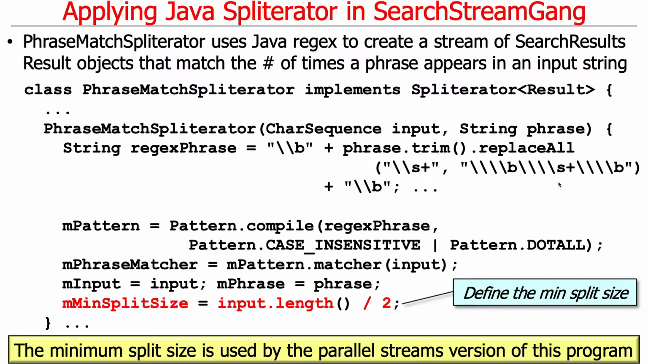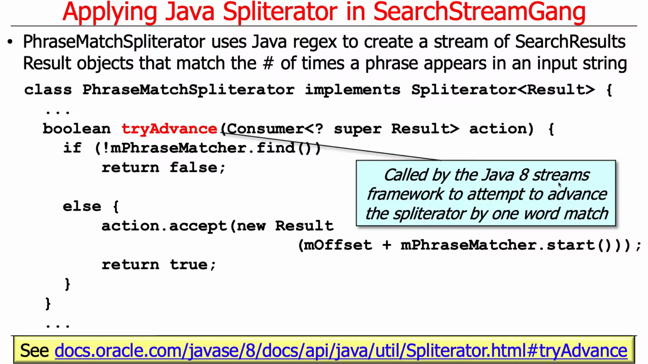And then we have a few other things. We update the phrase, we update the input, and then we figure out what the split size should be. What we're going to do is take the length of the input and divide it by 2, and what that'll end up doing is, for a given work of Shakespeare, when we do the parallel streams version, it'll basically use up to 4 threads at a time to search the input in parallel. We'll talk more about that when we talk about parallel streams. Ignore that for right now.